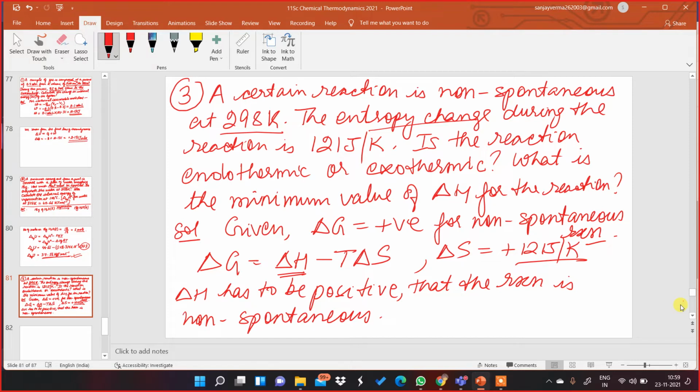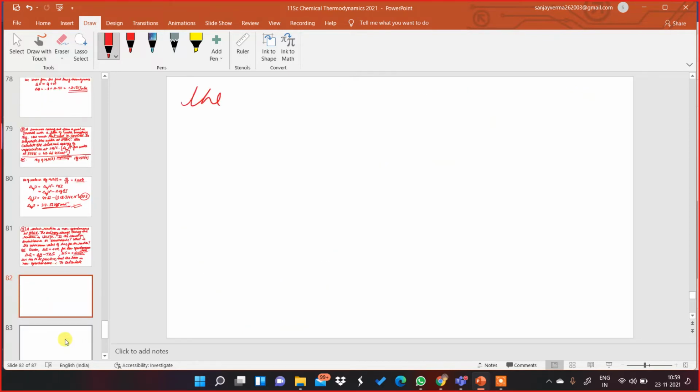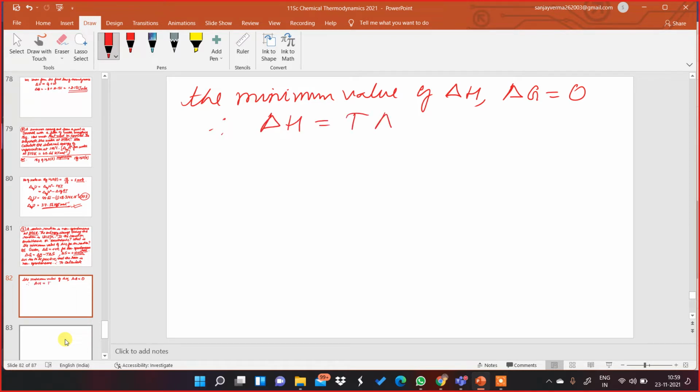So therefore, to calculate the minimum value of delta H, delta G will be 0. Okay. Minimum value of delta G has to be 0. That means somewhere at equilibrium. Therefore, we can say delta H must be equal to T delta S. So therefore, delta H will be equal to temperature 298 Kelvin into delta S. The value is given, 121.